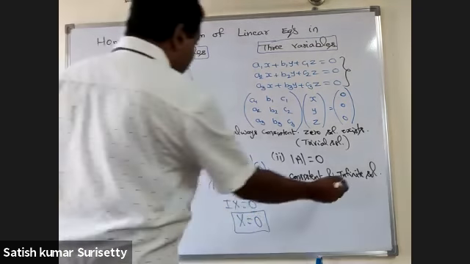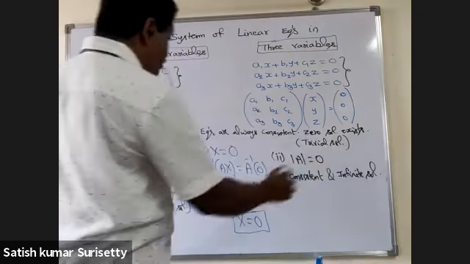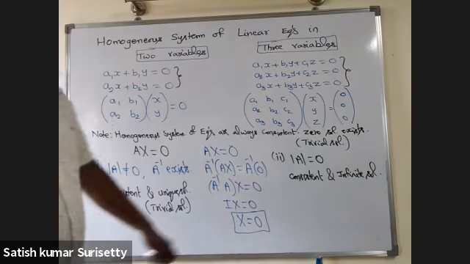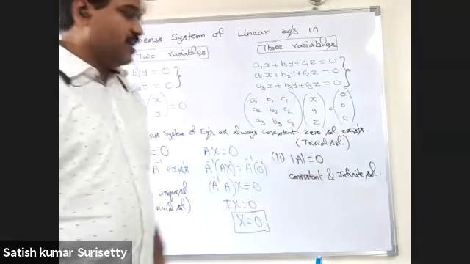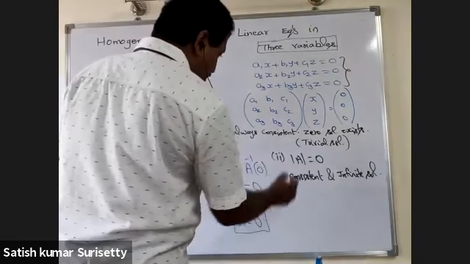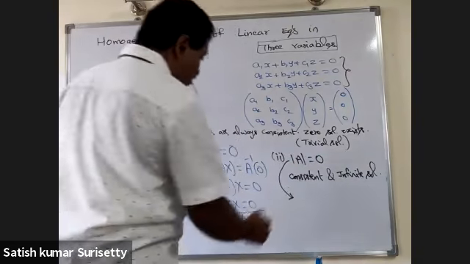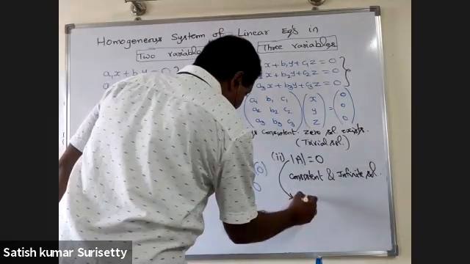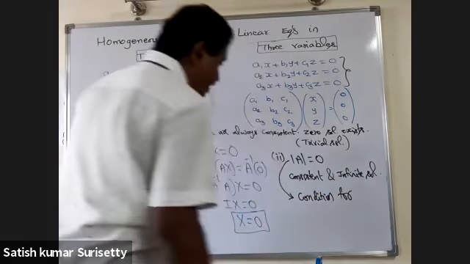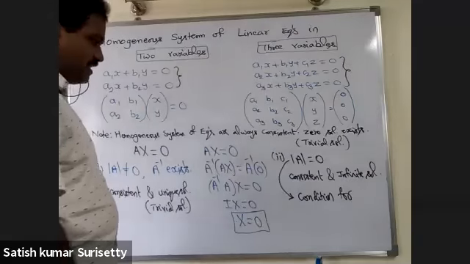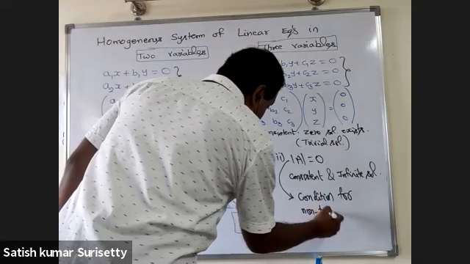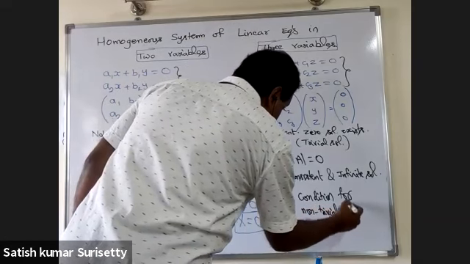So under this infinite solution, trivial solution also exists. That means determinant of A equal to 0 is considered as condition for non-trivial solution. Right, all of you? Determinant of A equal to 0 is considered as condition for non-trivial solution.